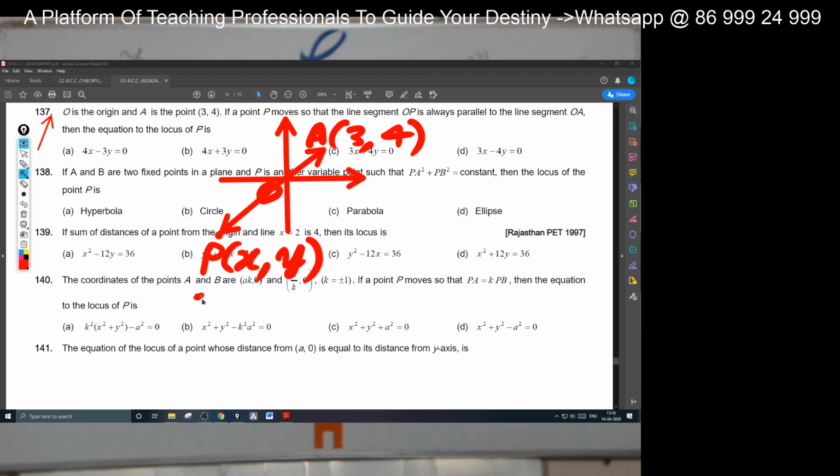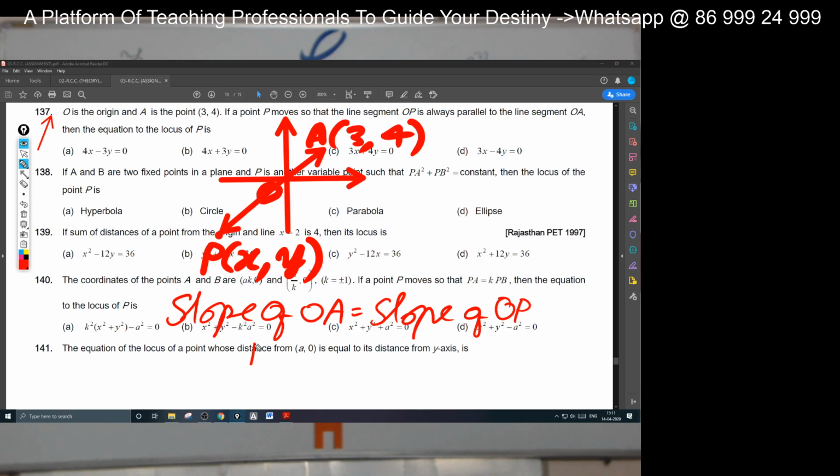Slope of OA is equal to slope of OP. You can take it like that also. What is the slope of OA, please? 4 by 3.